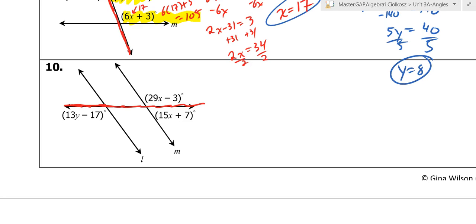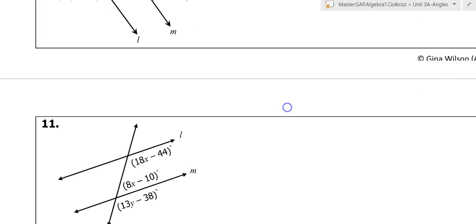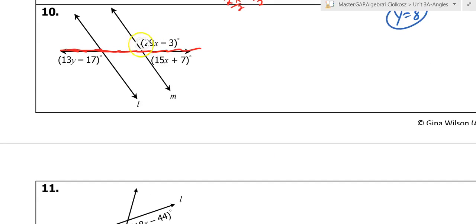Alright, here, same thing. Solve your x's first. Those should add to 180. Plug it in. These, what are they going to add to? That's right, 180. Or you could think of these two being equal. So since these are alternate exterior, you could either set these two equal, or these two would add to 180.